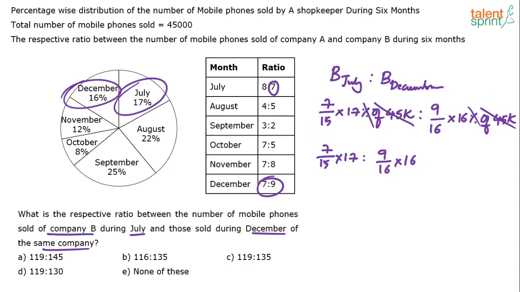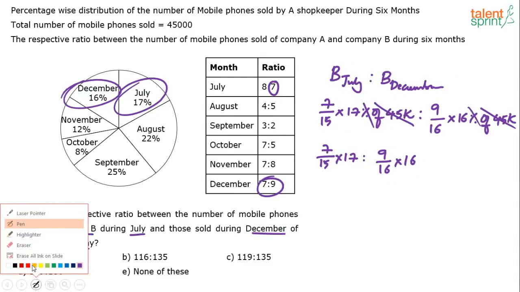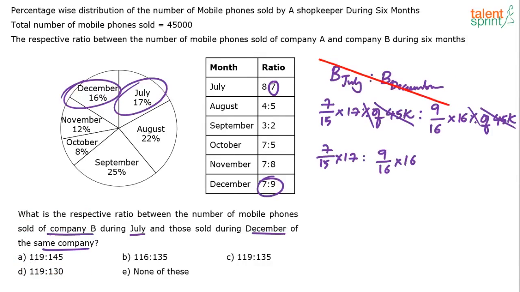You should not even write this step. The second step and the first step are a waste of time. You are getting me? Try and understand. These things will actually help you save a lot of time. Why do you want to write B in July is to B in December? You know that already. Why do you want to write the whole set of numbers there? Just focus on what is important. You know what will impact the value. The ratio will impact the value and the percentage will impact the value.